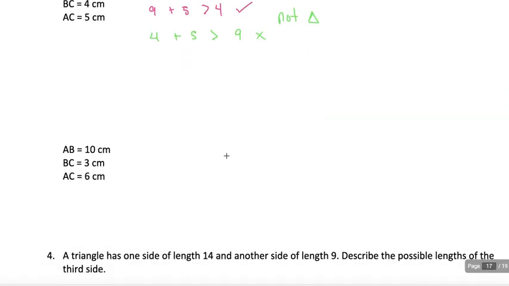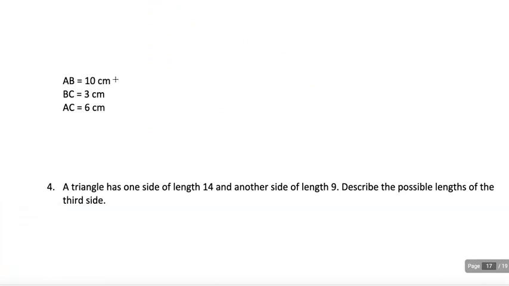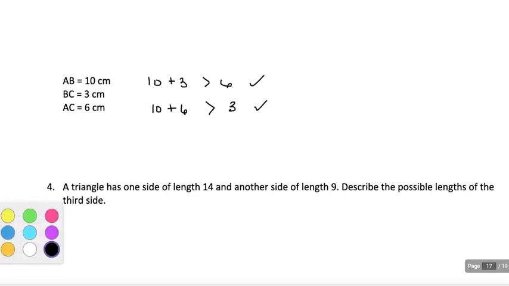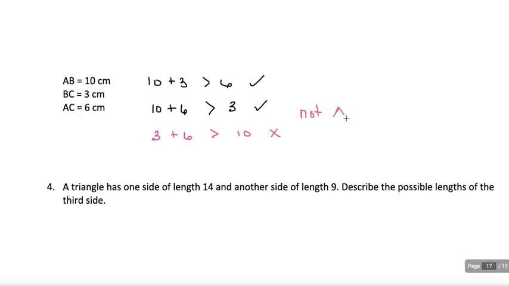All right, let's keep it going. All right, A, B, B, C. So I got 10 plus 3 must be greater than 6. So far, so good. Then I'm going to do 10 and 6. 10 plus 6 must be greater than 3. Again, so far, so good. And then lastly, I have 3 plus 6 must be greater than 10. 3 plus 6 is 9. That is not greater than 10. So this one fails. So this one is also not a triangle.